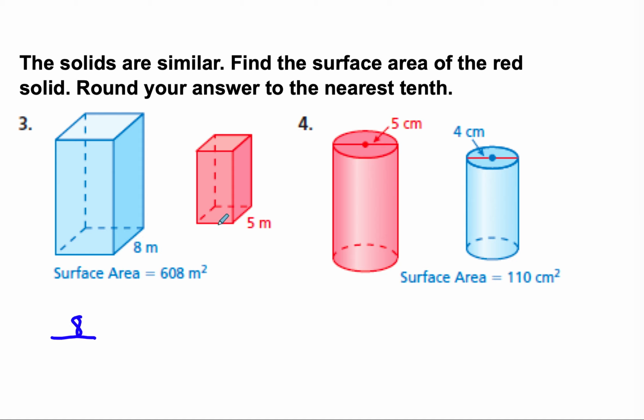8 on the top, 5 on the bottom. Okay, this is surface area, so that's going to be squared. I chose to put 8 on the top for my blue shape, so 608 needs to go on the top for the blue shape. They have to go on the same side of the proportion. I don't know what the surface area is, so that's going to be x. Okay. Go ahead and pause the video, finish problem number 3, and then try 4 on your own.